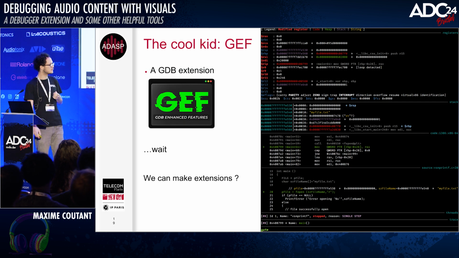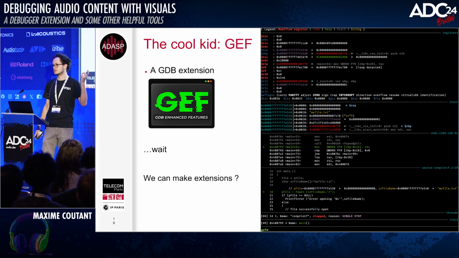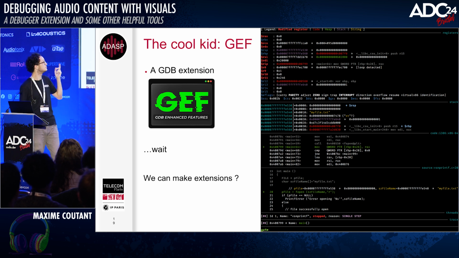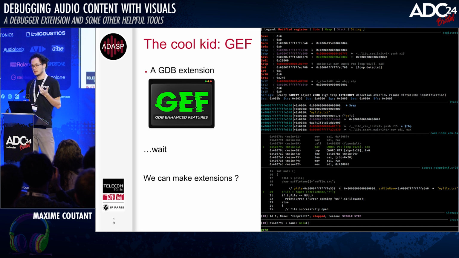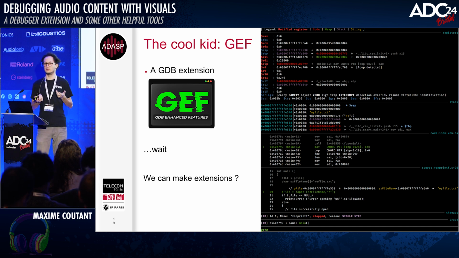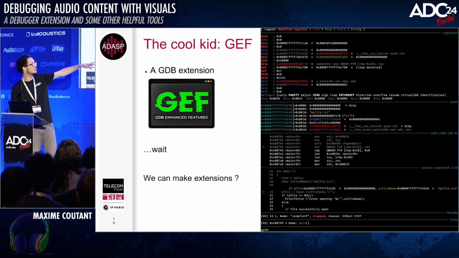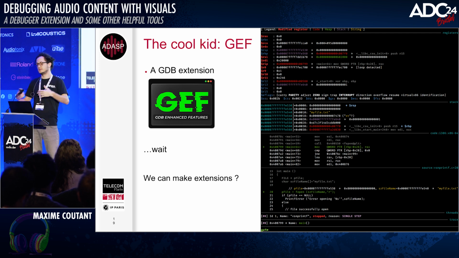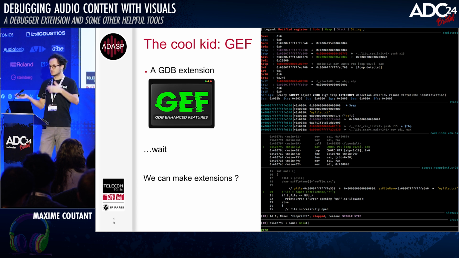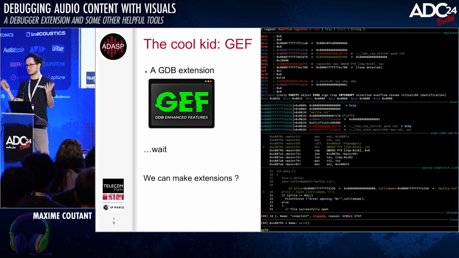And one day I was thinking about this great project a friend of mine showed me. It's called GEF. It stands for GDB Enhanced Features. It's a GDB extension made for low-level development and reverse engineering, and it looks like what you get on the right. So here is how it looks on your terminal, and you can see the assembly, the source code, the stack, the registers, all at the same time.